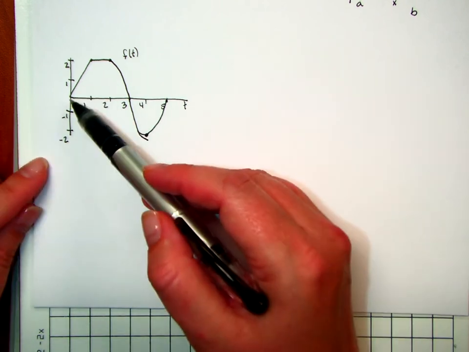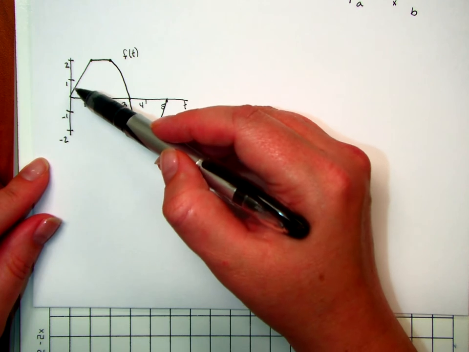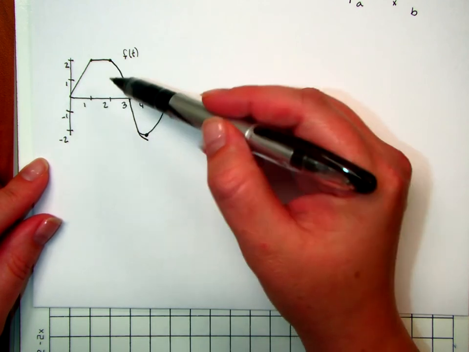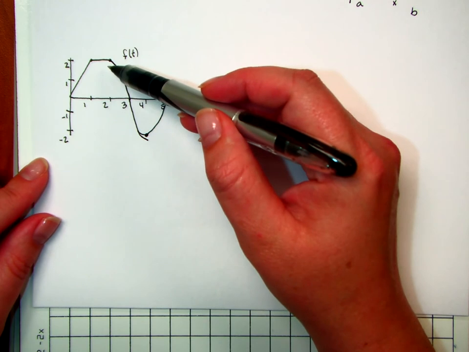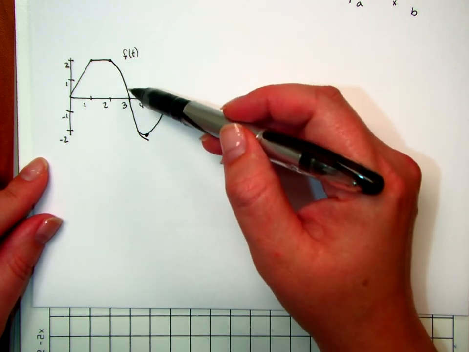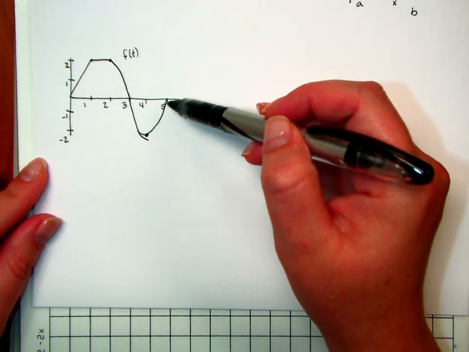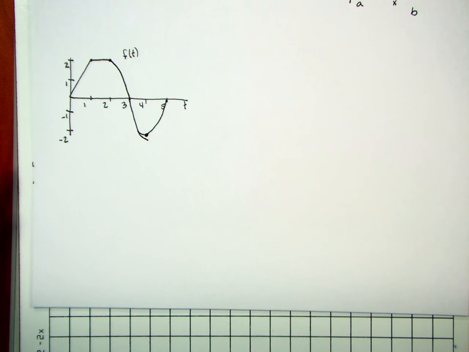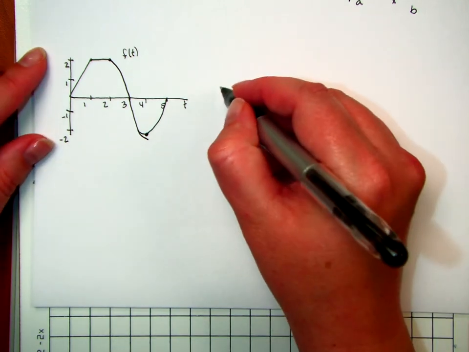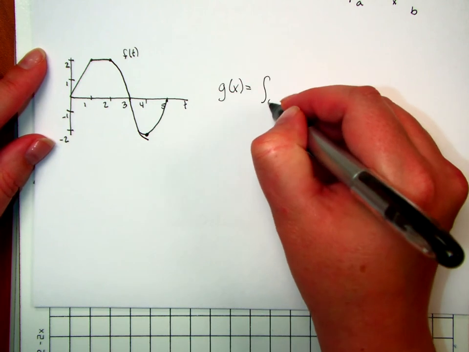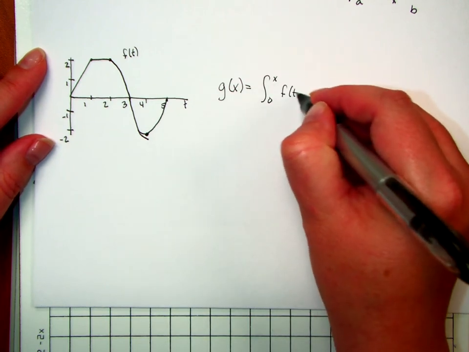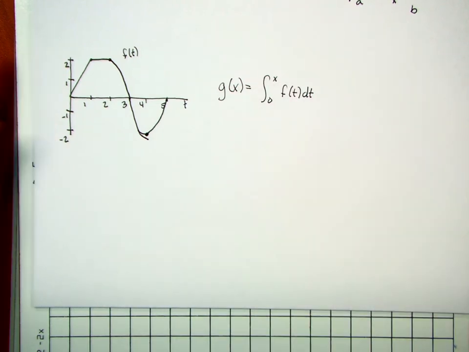From 0 to 1, this is just a linear function, a straight line. From 1 to 2, this is a horizontal line. And then from 2 to 5, we have this curved function here. Since we're going to let g of x be the integral from 0 to x of f of t, I just want to demonstrate what the area so far means.